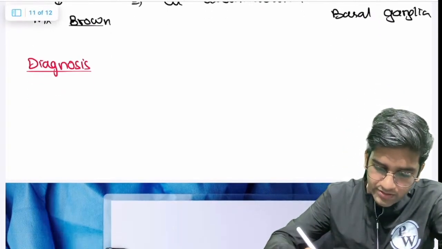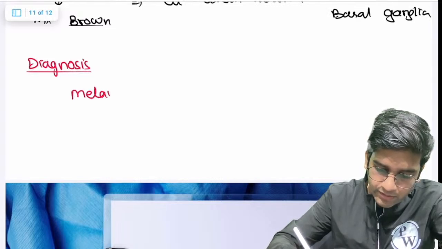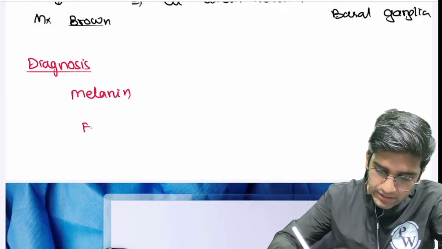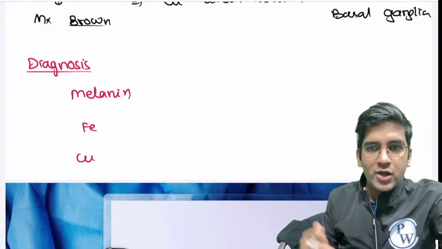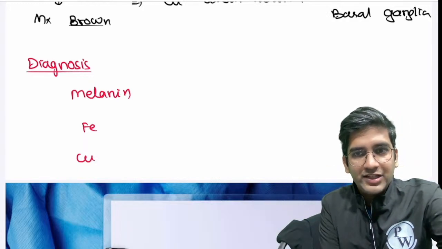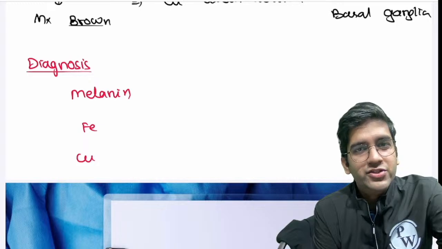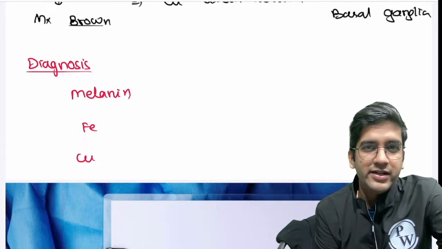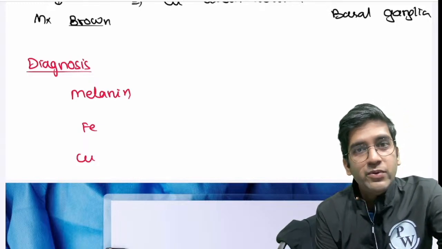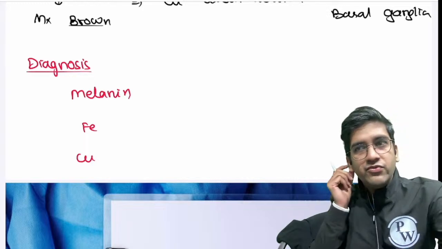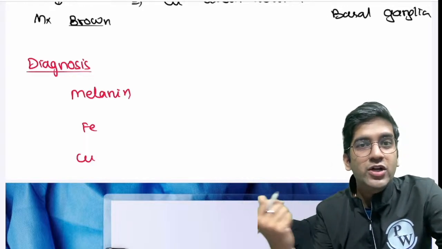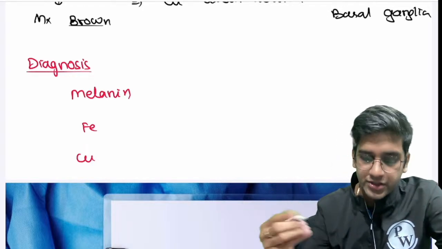Now, we read about melanin, we read about iron, we read about copper. All of them are brown in color. So definitely I would need some special stain to differentiate them, obviously, right? Lipofuscin I'm ignoring, because lipofuscin is a very physiological pigment. It's not required for me. It will not help me for diagnosis.